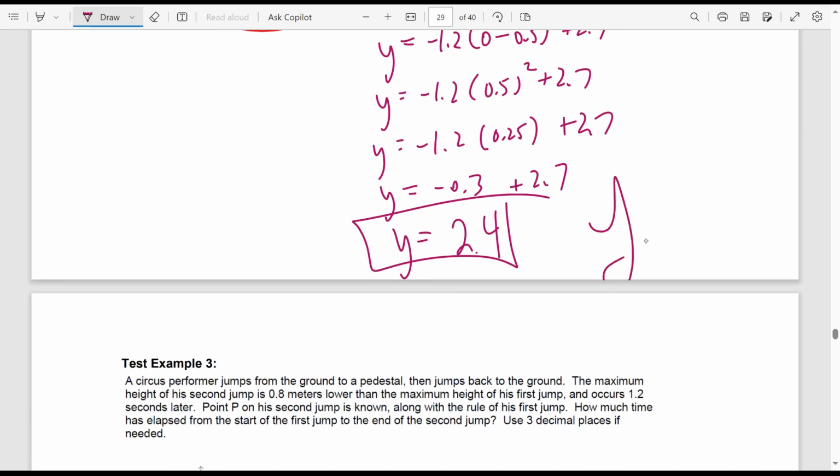So in the end, we would say, yes, it was thrown from a height of at least 2.1 because the actual height of it was 2.4. So it does meet those requirements, those conditions that were provided to us.